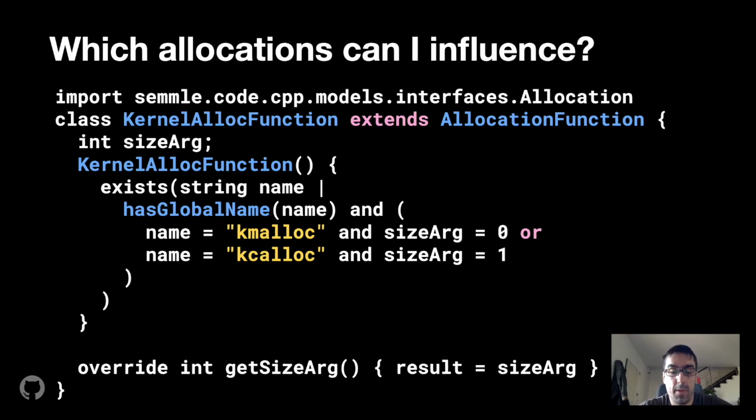In this case, we are modeling the interface to kmalloc and kcalloc, which are two of the most used allocation functions in the kernel. These two functions differ in the place where the size argument goes. So in this case, for kmalloc, the size is the first argument, and for kcalloc, size is the second one. By overriding the getSizeArg, we allow the internal QL classes to plug in our class and use it in the standard queries such as allocation expression, as we can see in the example that I will show you next.